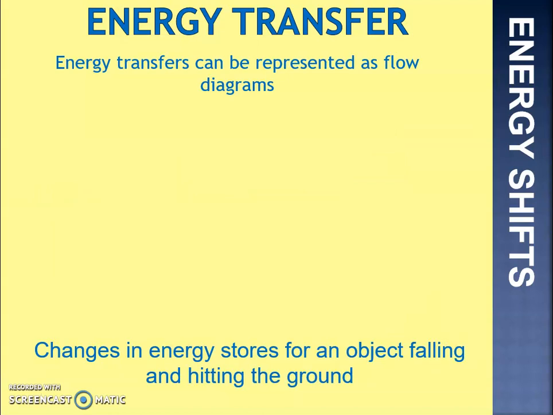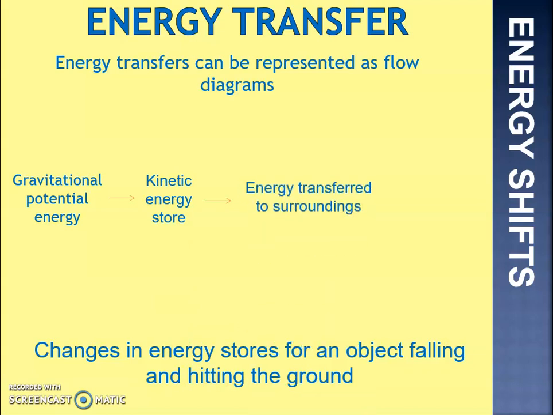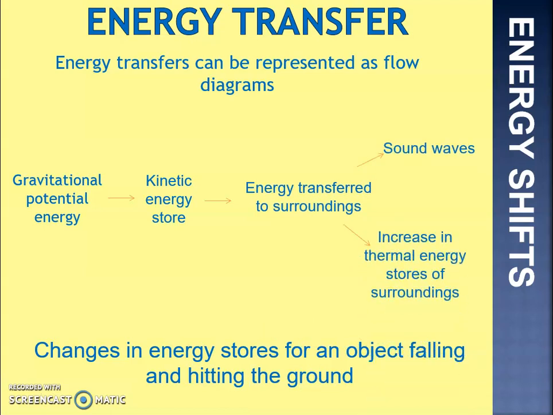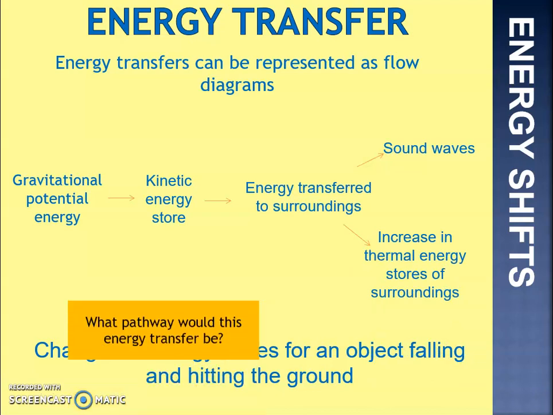How about an object falling and hitting the ground? We start with gravitational potential energy because it's high above the ground. As it's falling, that changes to kinetic energy because it's moving. As it hits the ground, it transfers energy to the surroundings with sound waves and with an increase in the thermal energy stores of the surroundings. Again, heat produced. What are the pathways though?